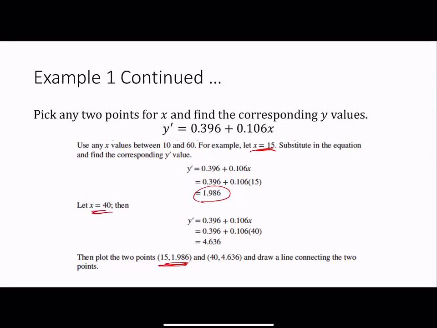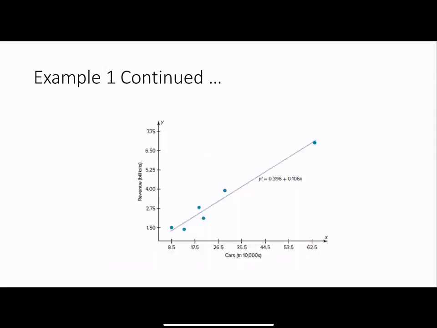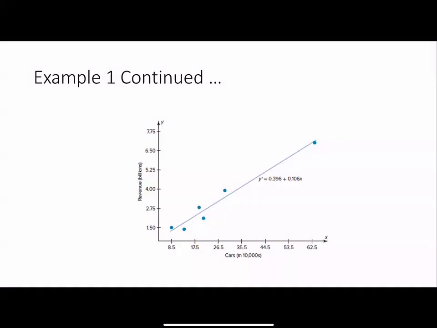Then we're going to substitute 40 in. When we substitute 40 in, we get 4.636. Here's our other point. We're going to plot those 2 points and draw the line. It's right there. Of course, this is using a computer, much easier, right? I don't have my sloppy graph, but it looks kind of the same. That's it.